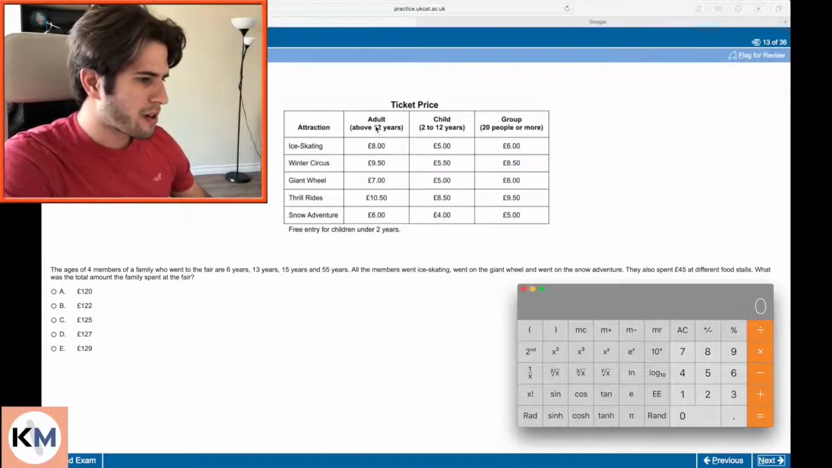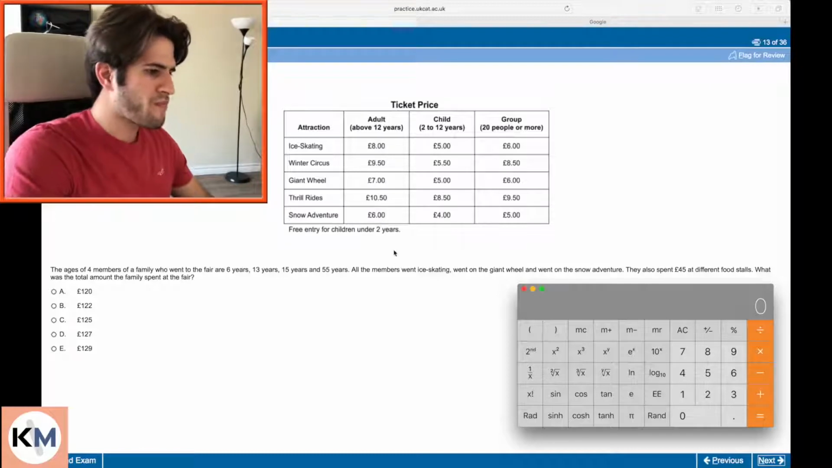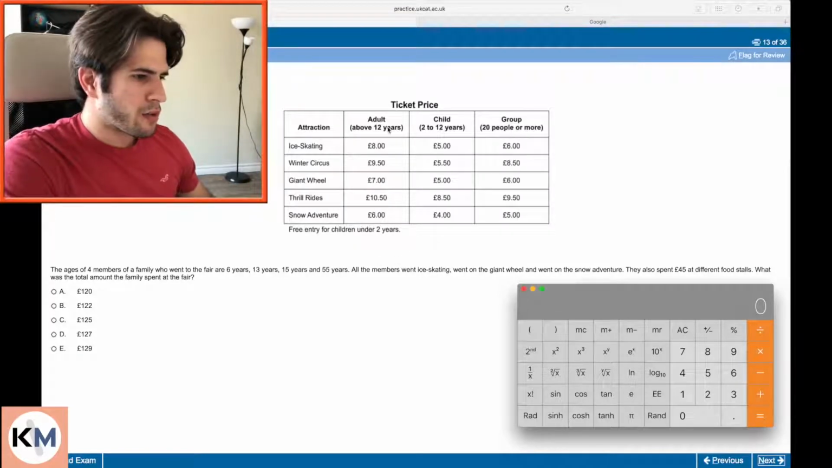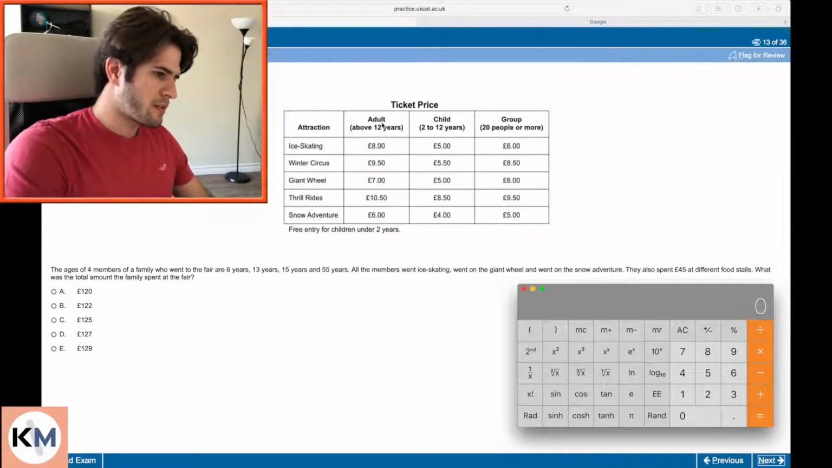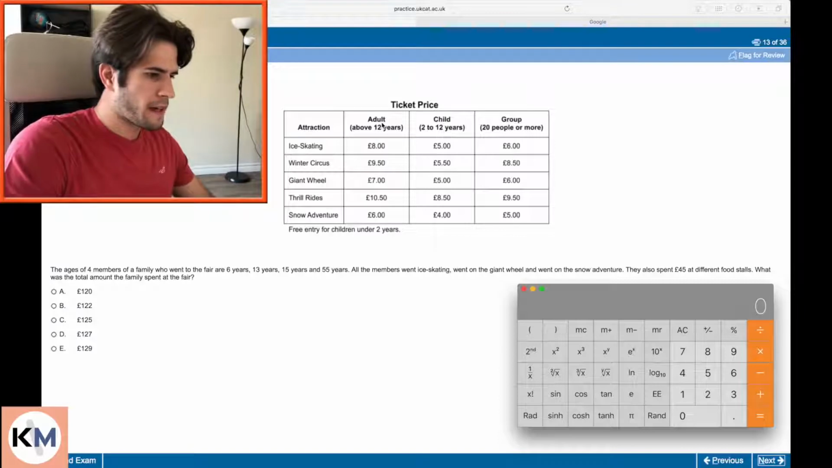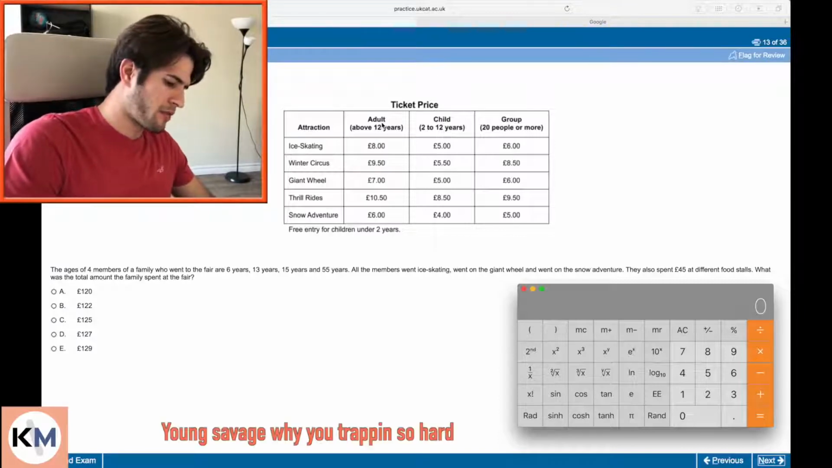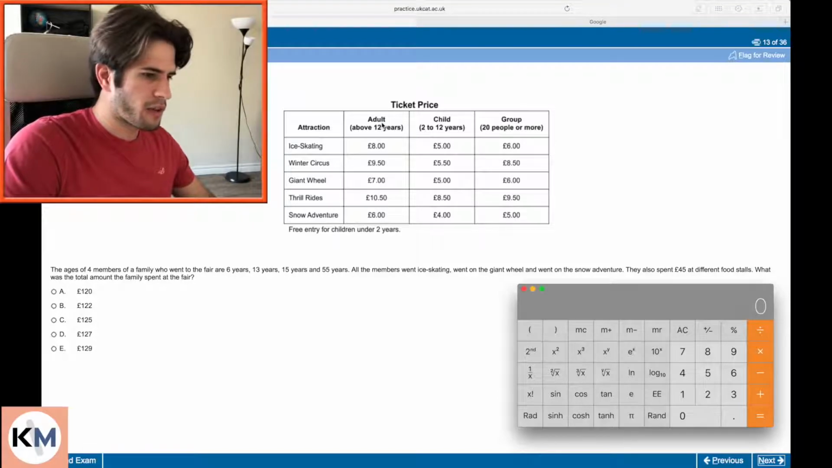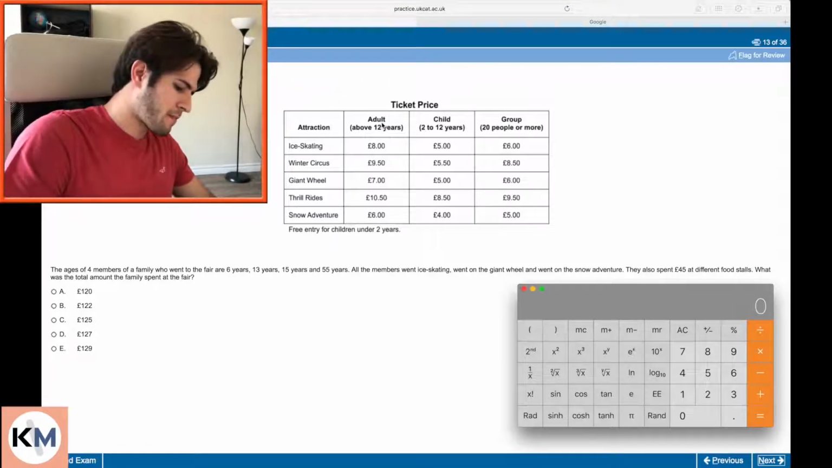13, so above 12, ice skating 8, 7, that's 15, 6, 21. 55-year-old, group of 20 people or more, above 12. So the 55-year-old fits into adult as well. So that's another 21. So that's a total of 21, 21, 42 plus 14, 56. And then they also spend 45 pounds on food.